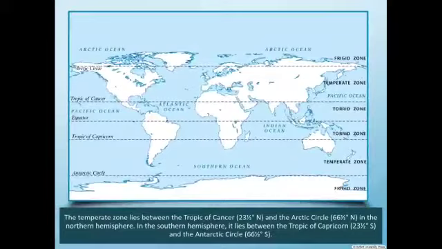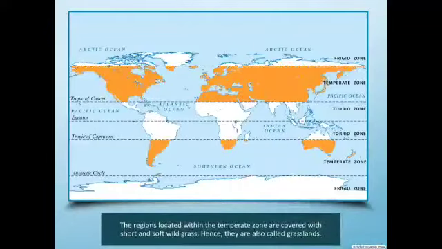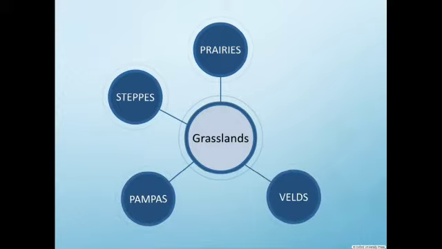In the Southern Hemisphere, it lies between the Tropic of Capricorn and the Antarctic Circle. The regions located within the Temperate Zone are covered with short and soft wild grass. Hence, they are also called grasslands. The grasslands are known by different names in different continents. They are called prairies in North America, steppes in Russia, pampas in South America, velds in South Africa, and downs in Australia.